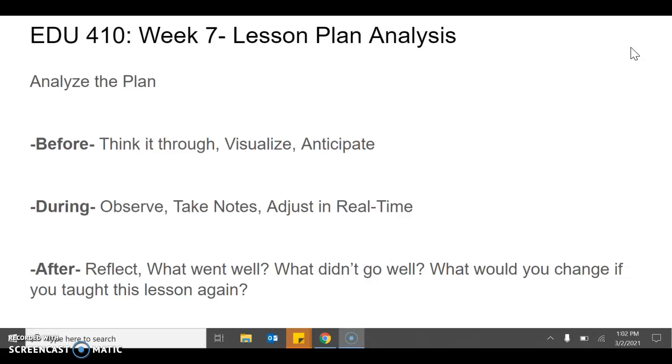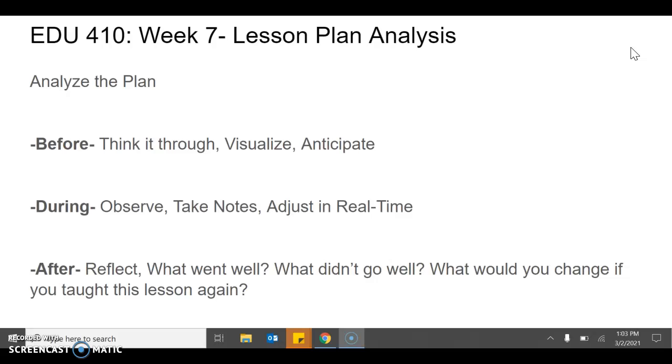So, how do you analyze a lesson plan before you implement it? You may be asking. Well, you have to think it through, visualize what the plan is going to be like whenever you deliver it to students. How's it going to go? Are there any potential snags or misunderstandings that might cause some confusion? Those are things you want to anticipate and adjust. You adjust your plan before you even go in, so that you have the best learning experience possible for your students. That's analyzing your lesson plan before you actually deliver it.